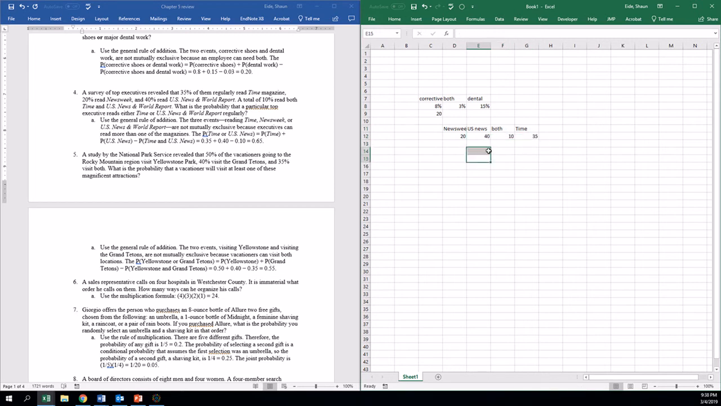In order to do this, we have to do 40 plus 35 minus 10. Once again, we're subtracting 10 because the 10 is in both the 40 and the 35, so we want to make sure to only count it once. So that's going to give us 0.65 or 65%. So the Newsweek, like I said, it's just there to throw you off a little bit, but really what we're asking for is what's the probability of them reading at least U.S. News and World Report or Time. At least them doing one of these two things. So they could be doing this, they could be doing this, or they could be doing this. Okay?